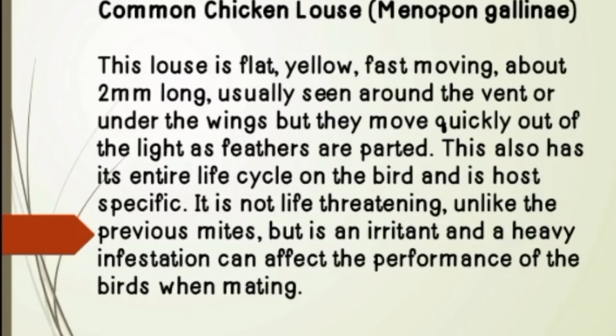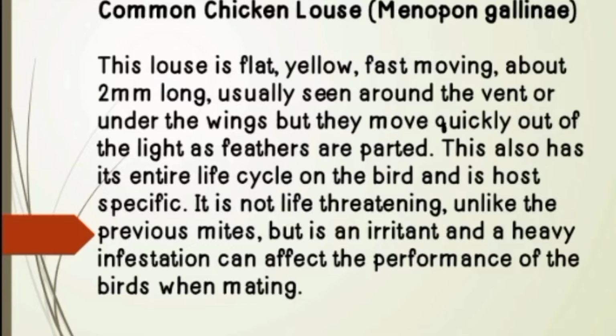Common chicken louse or Menopon gallinae. This louse is flat, yellow, fast-moving, about 2 millimeters long, usually seen around the vent or under the wings, but they move quickly out of the light as feathers are parted. This also has its entire life cycle on the bird and is host-specific. It is not life-threatening, unlike the previous mites, but it is an irritant and a heavy infestation can affect the performance of the birds when mating.